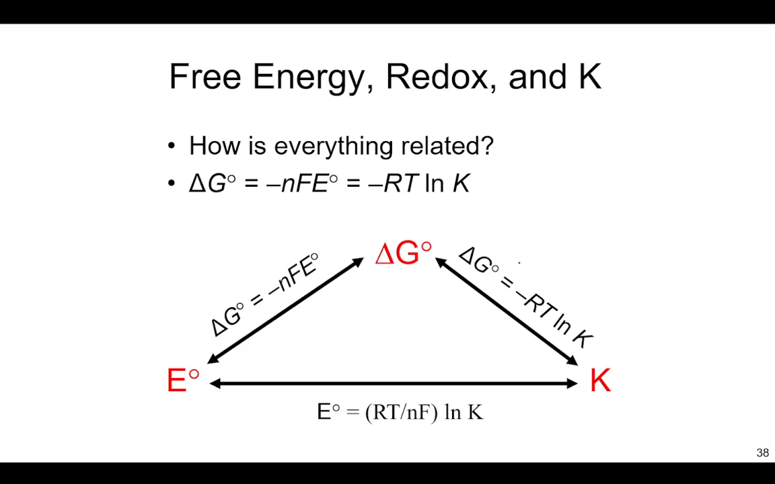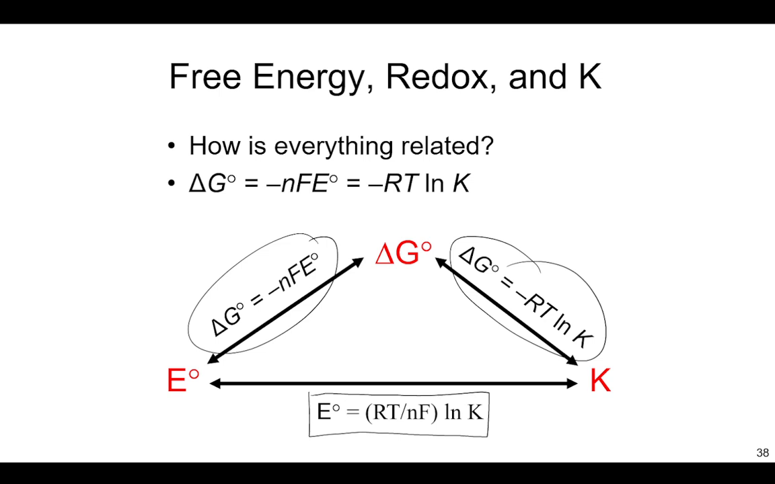Now, we've previously related delta G to our equilibrium constant K. Delta G is negative RT ln K. And now we've added delta G related to this cell potential for redox reactions. And so if we had an E, we could turn it into a delta G and then turn it into a K through these two equations we've now learned. But we can also just do it in one step and combine these two equations to relate cell potential directly to K, and that's what we have down at the bottom.